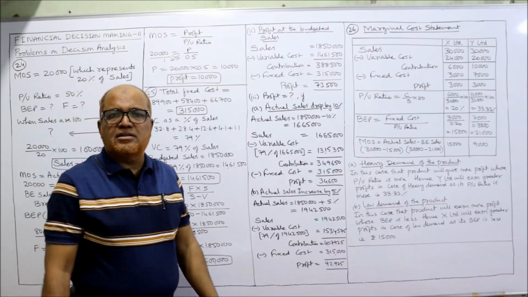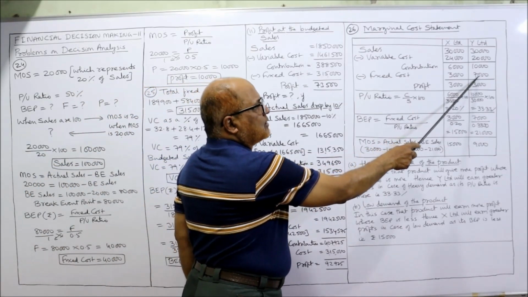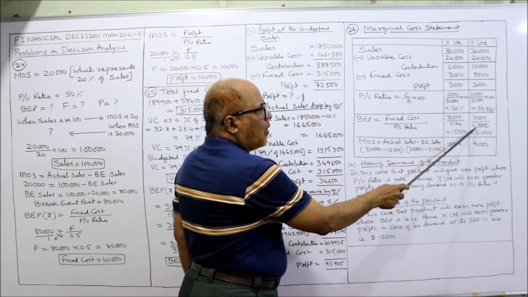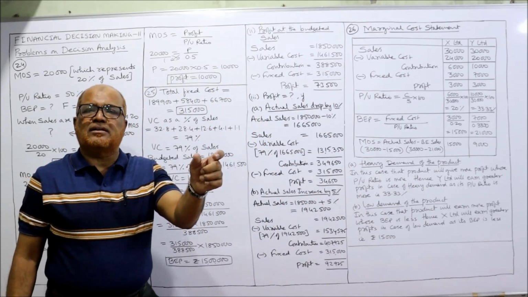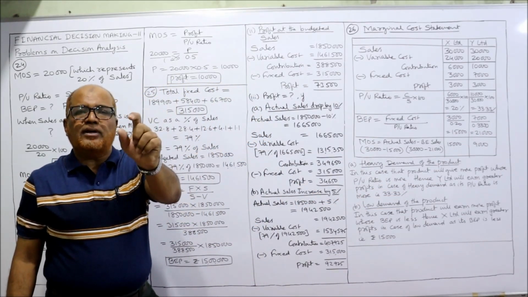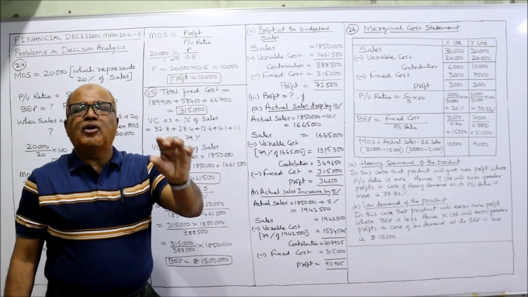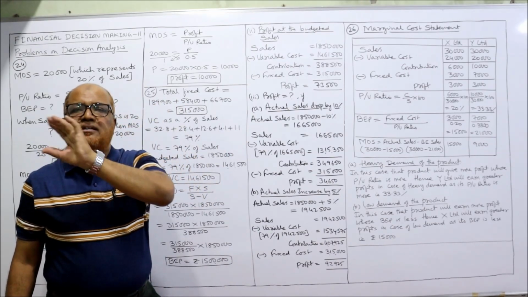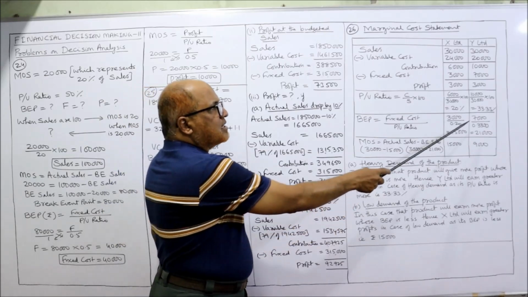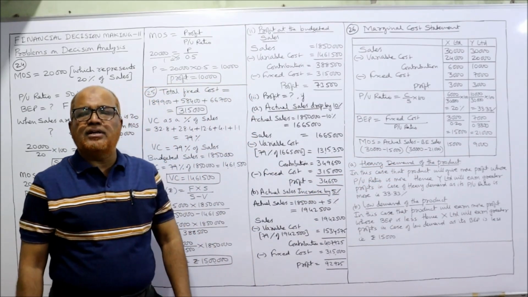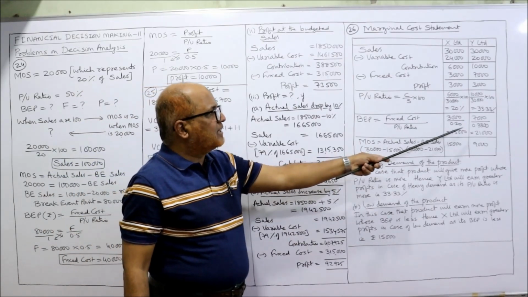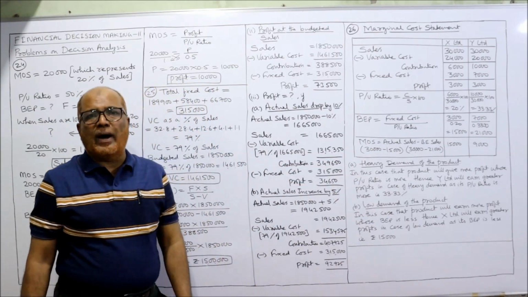Similarly, come to Y Limited. The fixed cost is 7,000. 7,000 divided by 0.3333 because 33.33%. So divide 33.33 by 100. You will get 0.333333 like that. So 7,000 by 0.3333 you will get 21,000. So break-even point is 15,000 for X Limited and 21,000 for Y Limited.